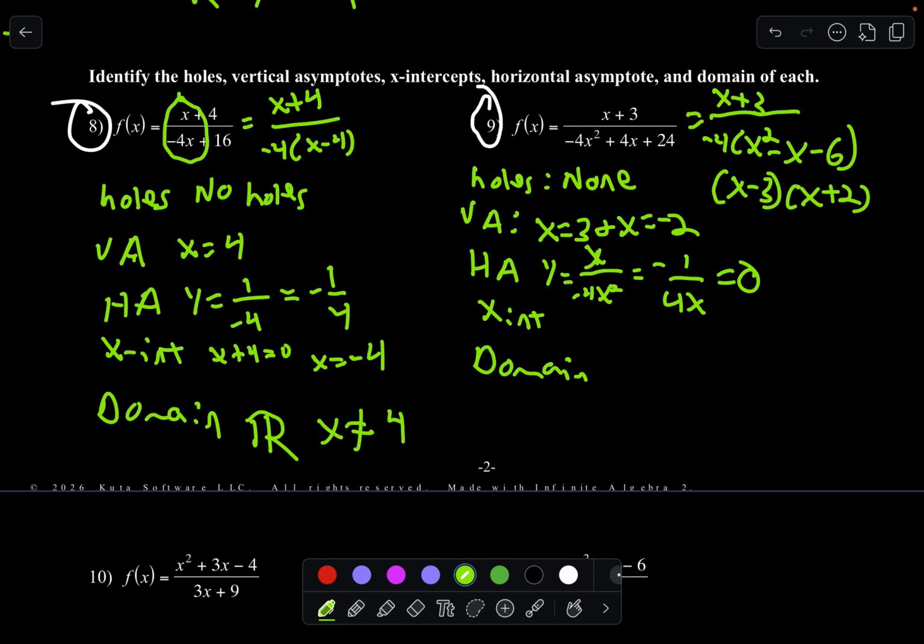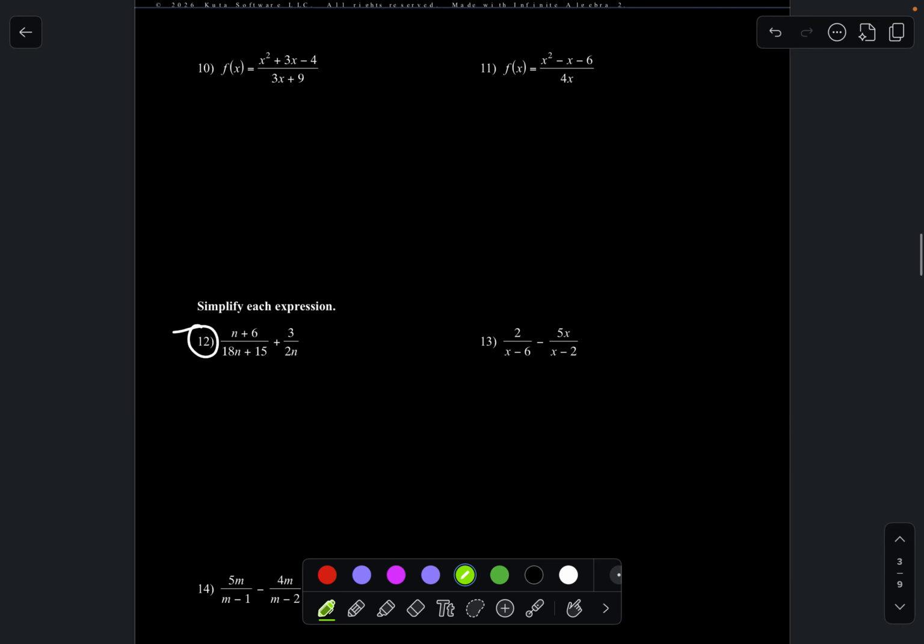The x-intercept is when the top is equal to 0, so x plus 3 equal to 0 means x equals -3. And the domain is all real numbers, except x cannot equal 3 and x cannot equal -2. And there you go. All right, moving on down.